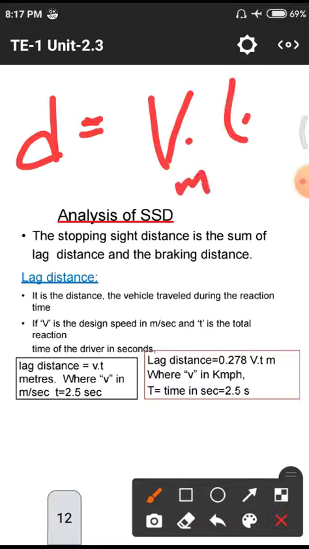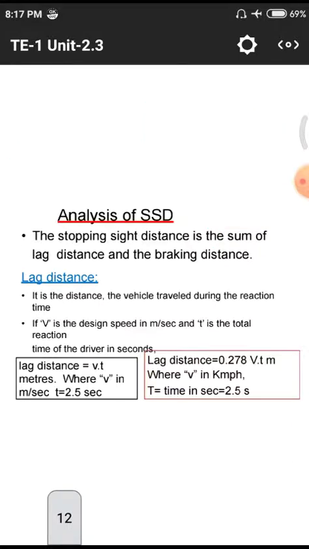Velocity we are having in meters per second, multiplied by seconds; the seconds will cancel, leaving distance in terms of meters. This is the phenomenon we are having, where v is in meters per second and t equals 2.5 seconds. Next we are having the lag distance. What is the lag distance?